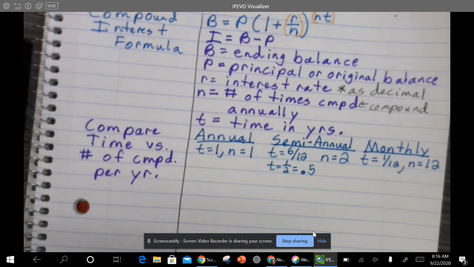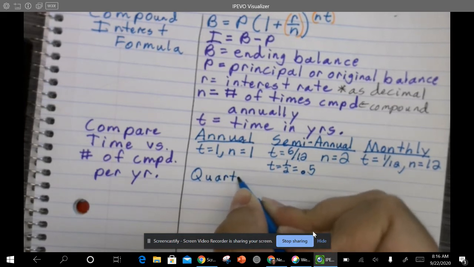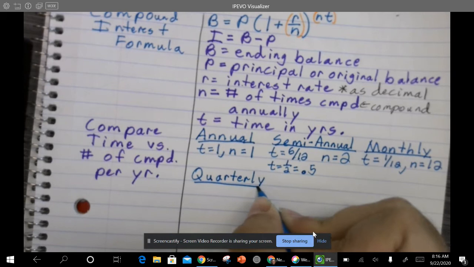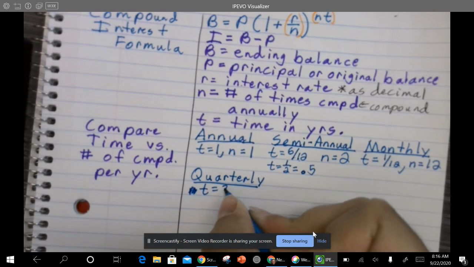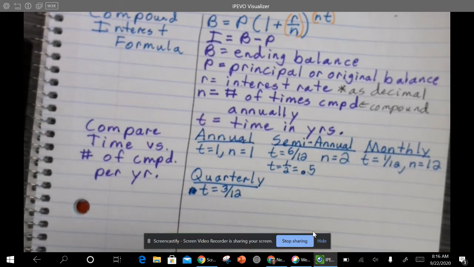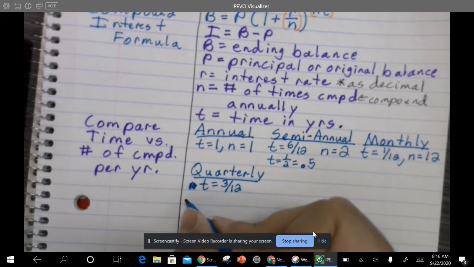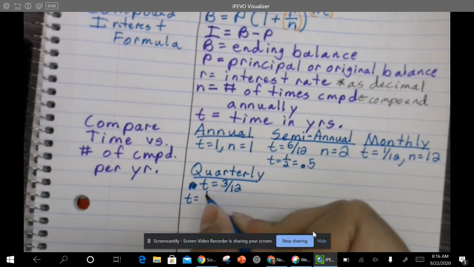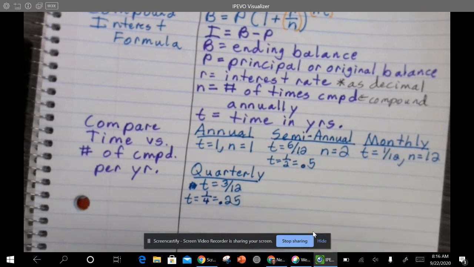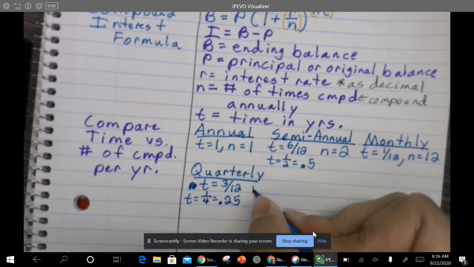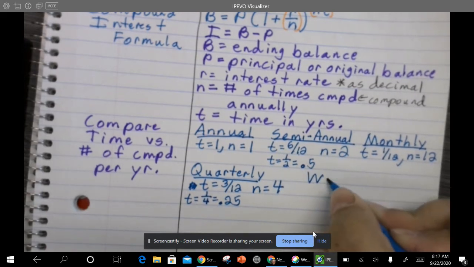Okay, quarterly. So quarters, everybody, 4 quarts in a gallon, 4 quarters in a dollar. Okay, so quarterly, for the time, everybody, if it's quarterly, would be, so you want to know how much you earn in a quarter. So that would be 3 months out of 12, okay? Which everybody, 3 months, remember, is 1 quarter. So 0.25, so 25 hundredths, okay? And it would be quarter compounded 4 times a year, okay? Weekly.